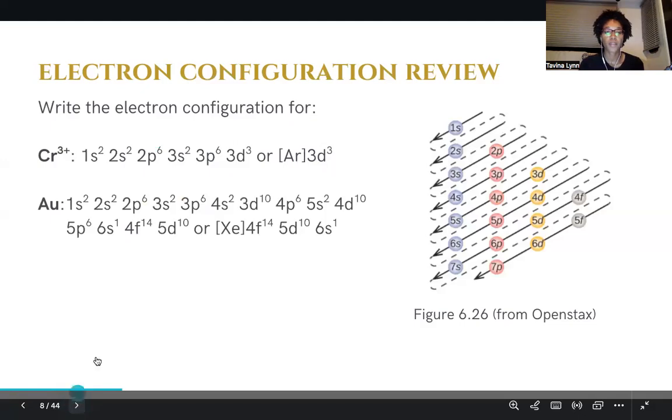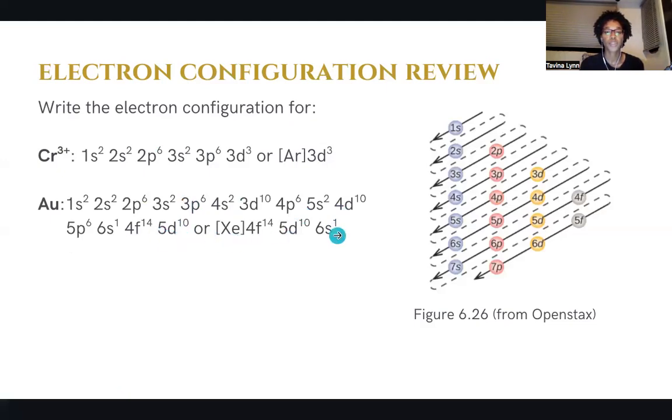Here's the electron configuration for gold, the longhand notation, as well as the shorthand notation. And so gold is in the F block of our transition metals.